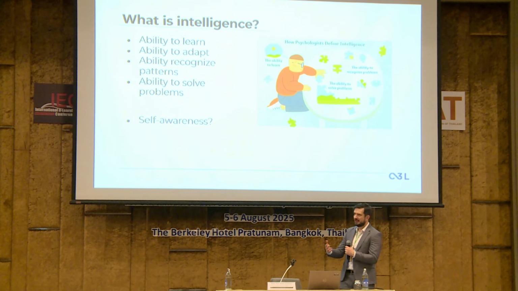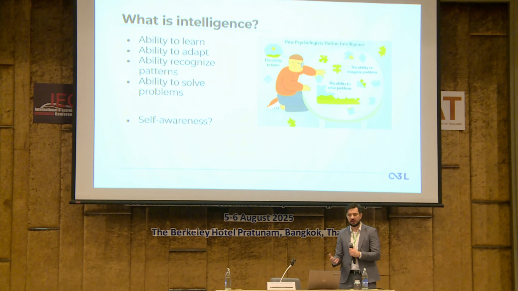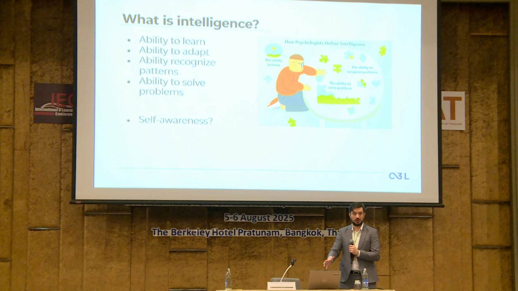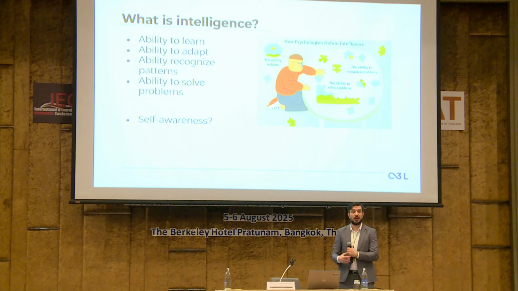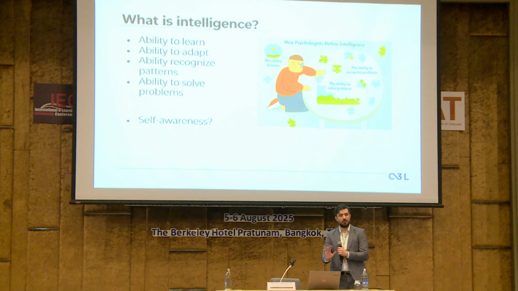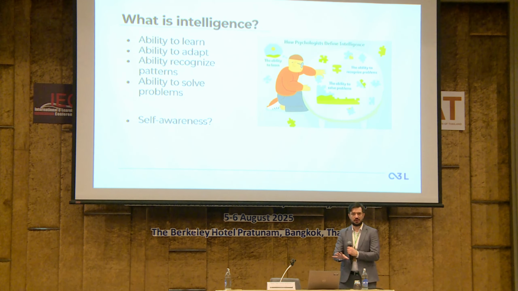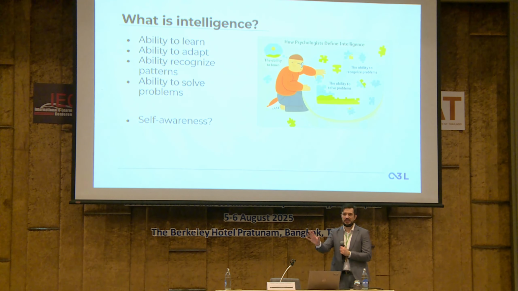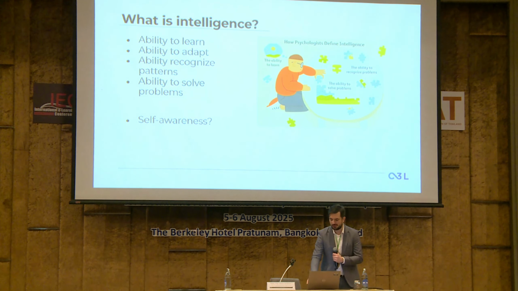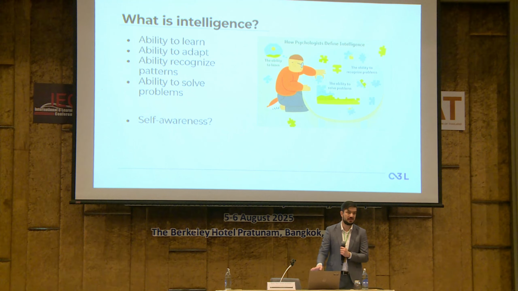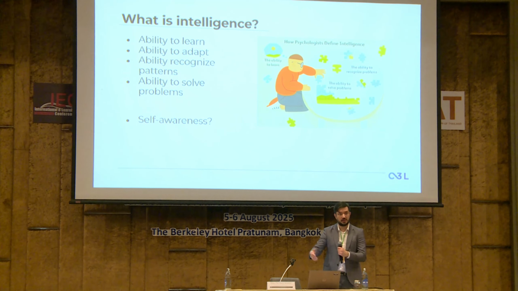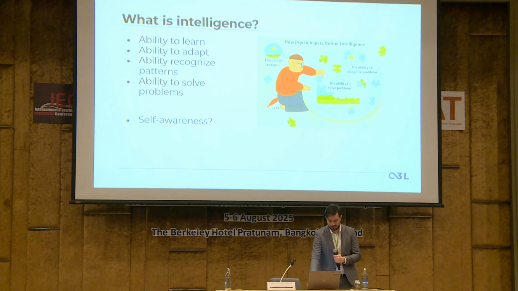And intelligence is the ability to learn, to adapt, to recognize patterns, to solve problems. Those are the different aspects of what intelligence is, if you think about it in psychological terms, when humans define intelligence. Self-awareness and consciousness are a completely different topic, so I'm not going into that. You can have intelligent systems, intelligent beings, without self-awareness.